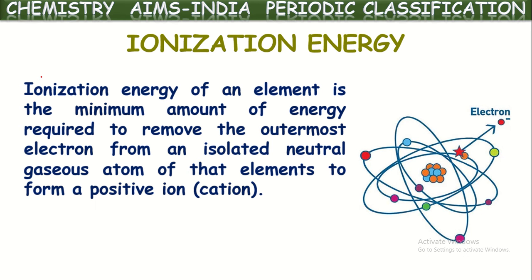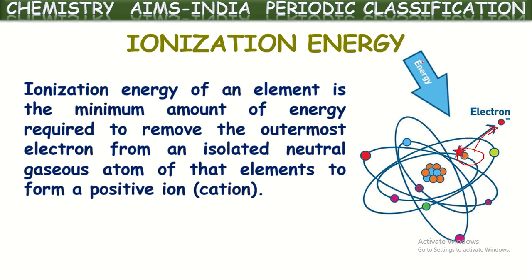Suppose there is an atom. If a certain amount of energy is supplied to this atom, then it ejects an electron from its outermost orbit by absorbing that energy. The minimum amount of energy required by that atom to eject the electron in the outermost orbit, and hence it becomes a positive ion. So that energy required by that atom is called ionization energy.